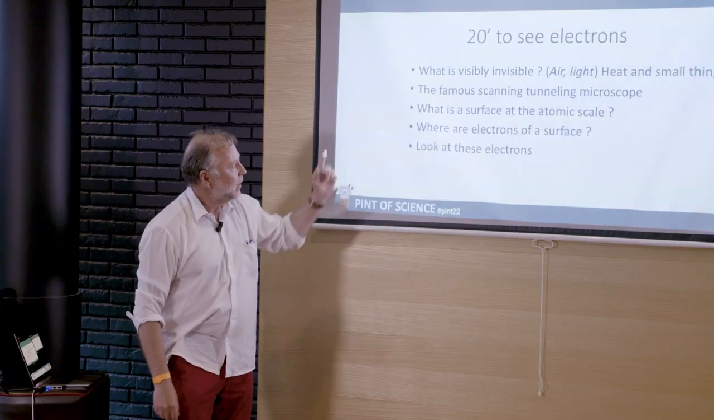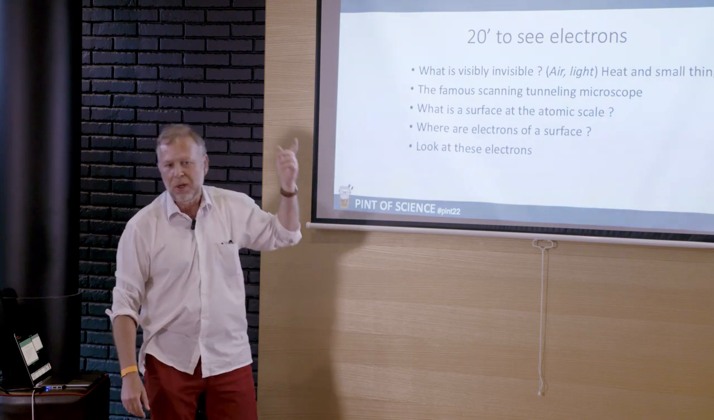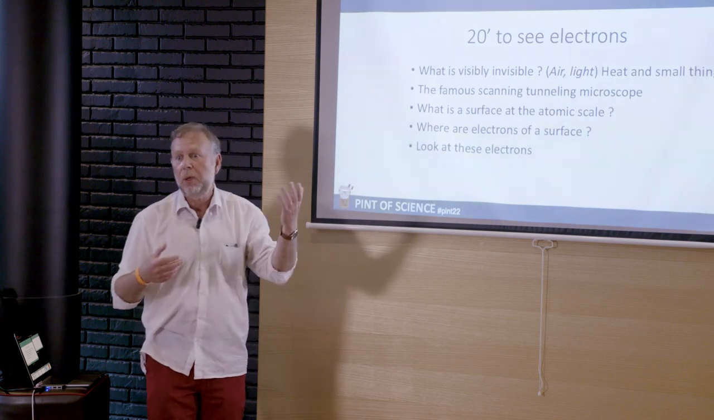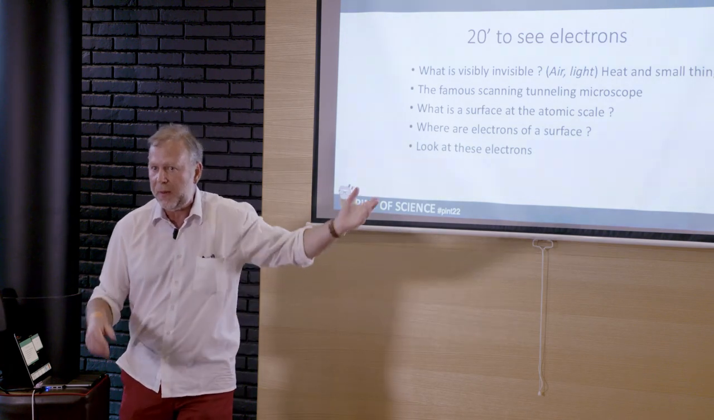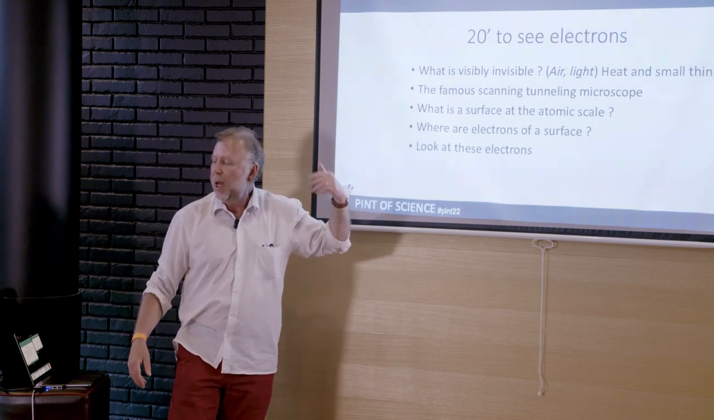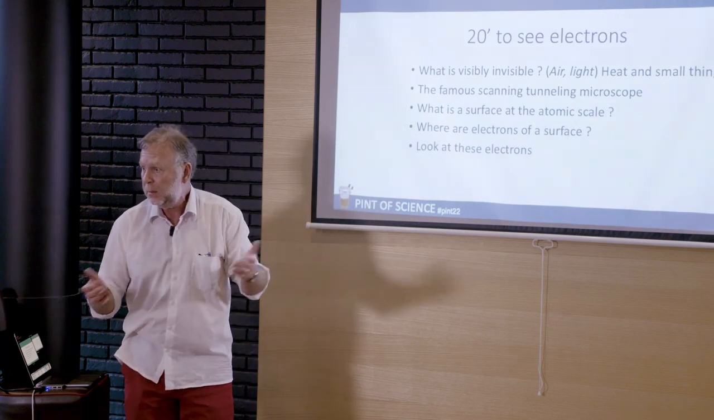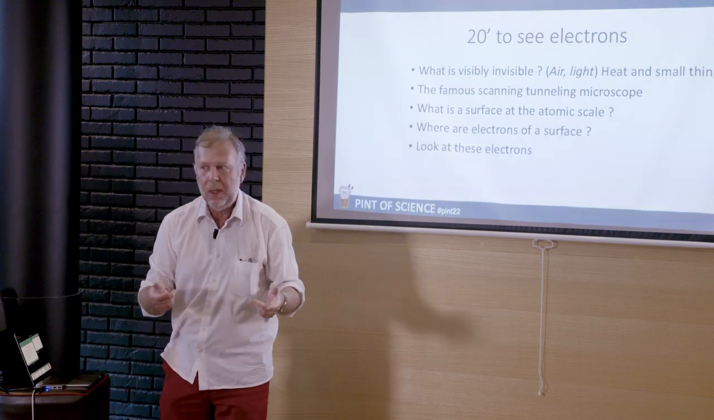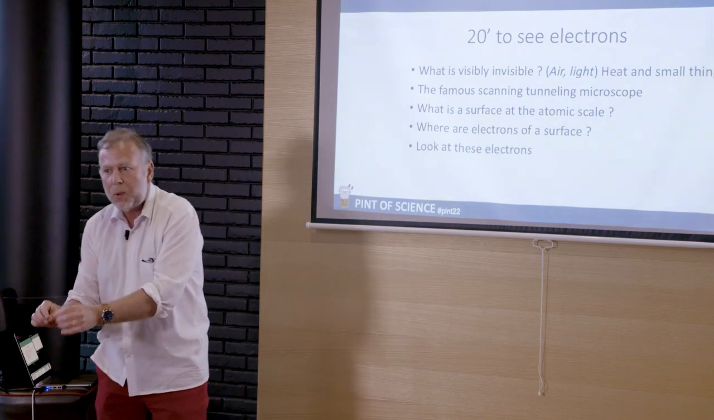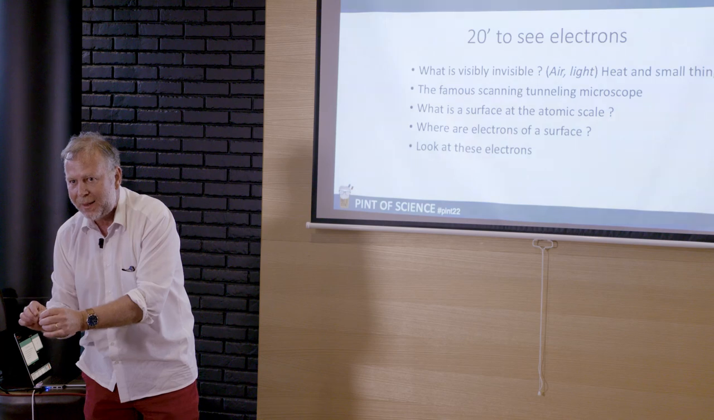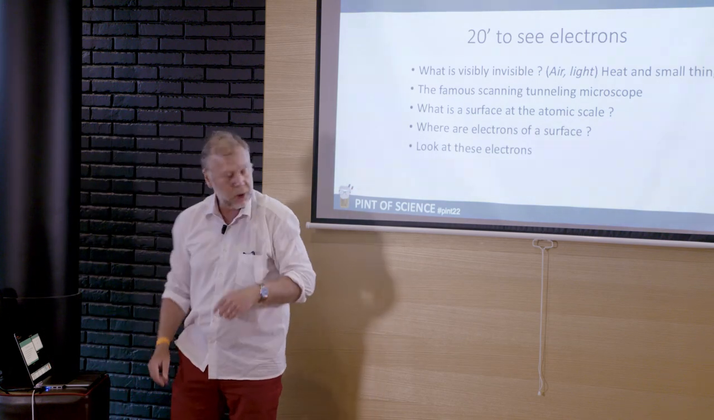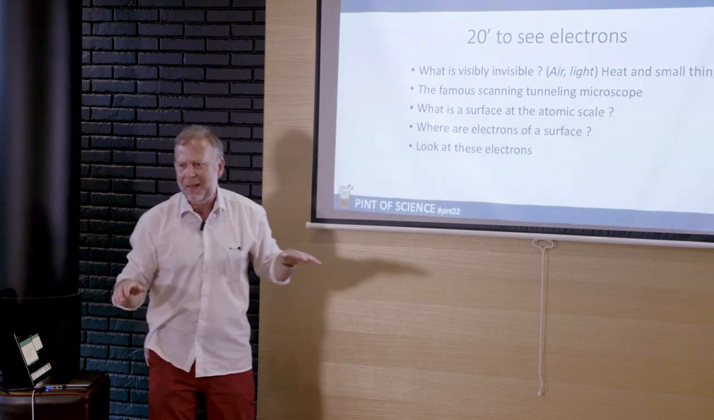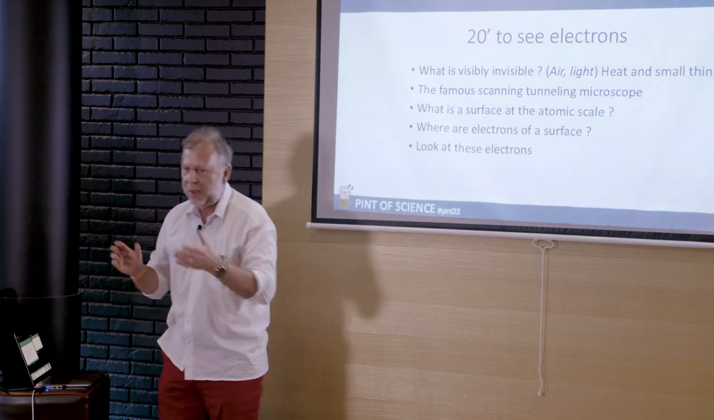So the next point is the famous scanning tunneling microscopy. I will try to explain shortly. Then the question is what we observe with this kind of microscope. We observe the surface of materials. And the question is, what is a surface? This is a surface, this is another surface, a metallic surface. But what is it at the small scale, at the electronic scale? This is the question. And we will see that electrons are a strange thing, in fact, and very complicated. I don't know what an electron is, in fact.